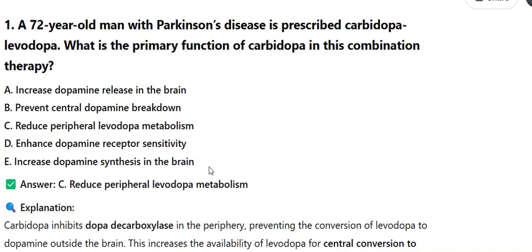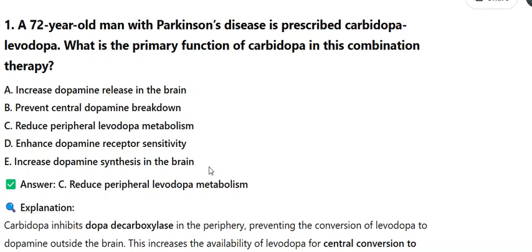A. Increase dopamine release in the brain. B. Prevent central dopamine breakdown. C. Reduce peripheral levodopa metabolism. D. Enhance dopamine receptor sensitivity. E. Increase dopamine synthesis in the brain. Answer C. Reduce peripheral levodopa metabolism.